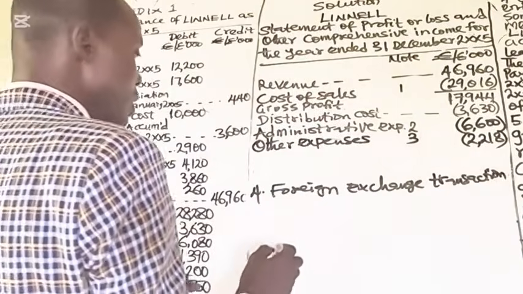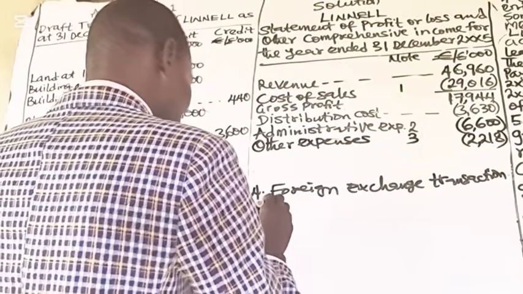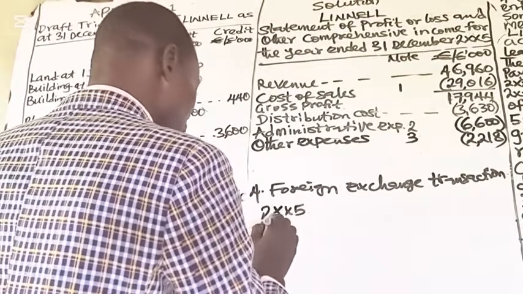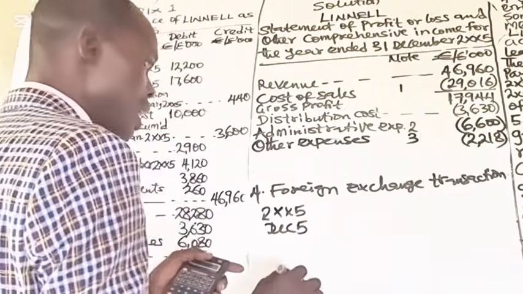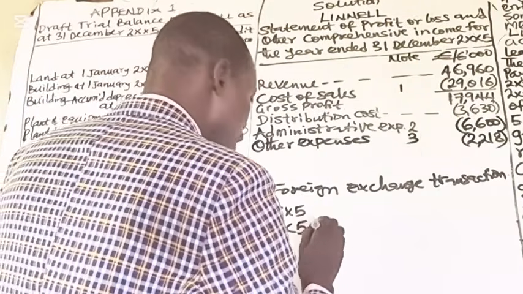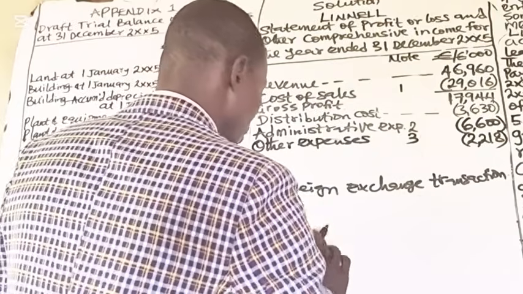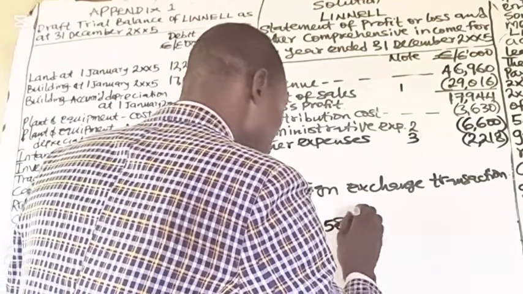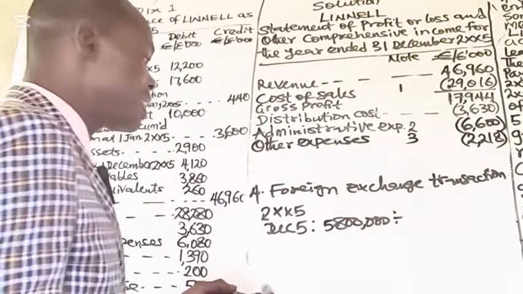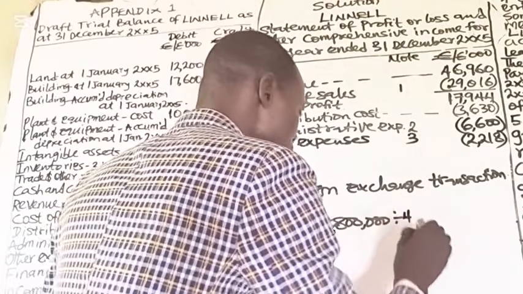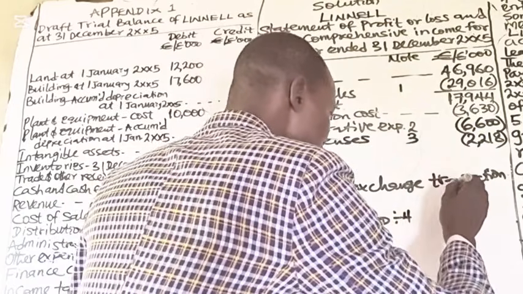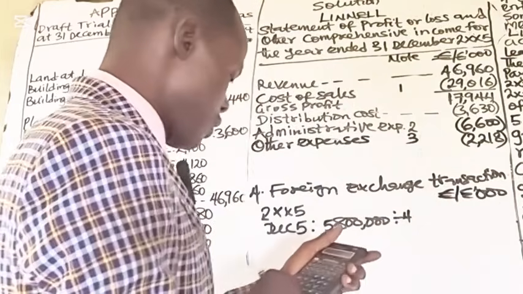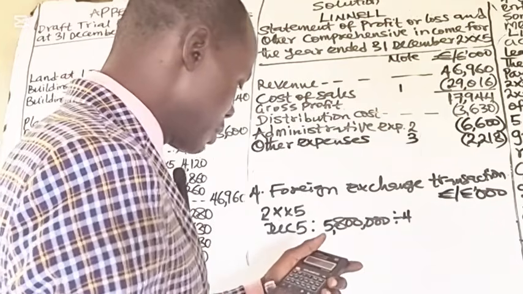Remember, the transaction took place during the year 2005, December 5th. And the value is 5.8 million from note 3. The exchange rate at the time of transaction is 1 to 4. So that gives us 5.8 million divided by 4.